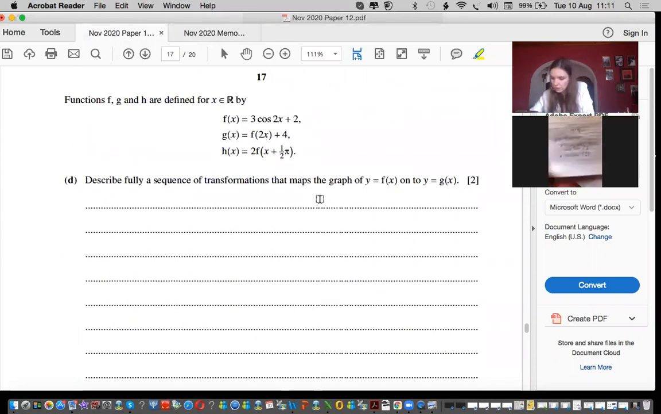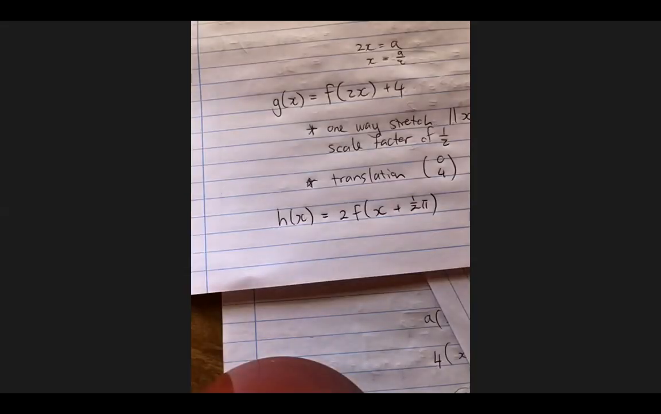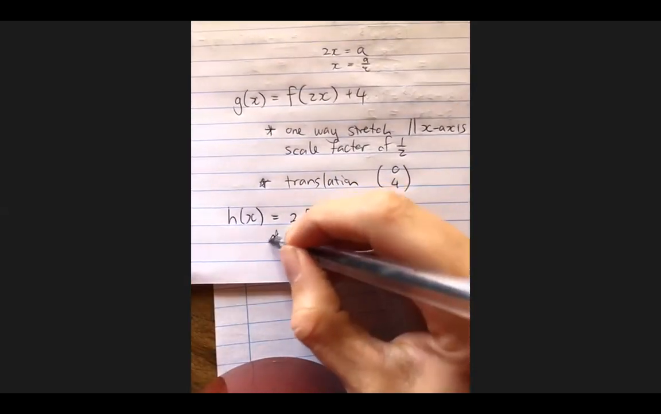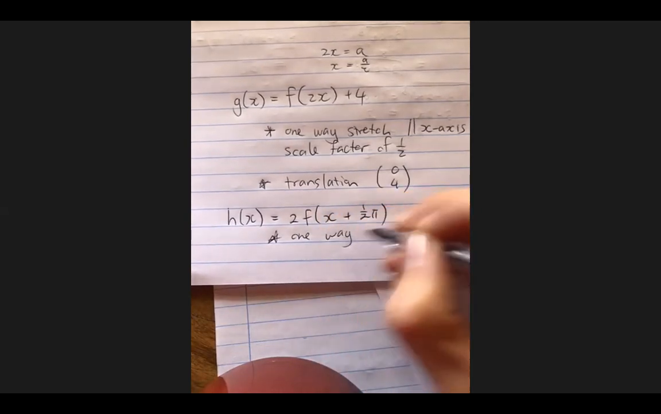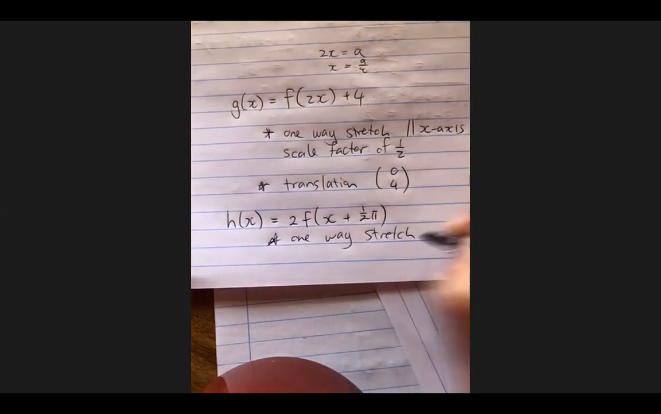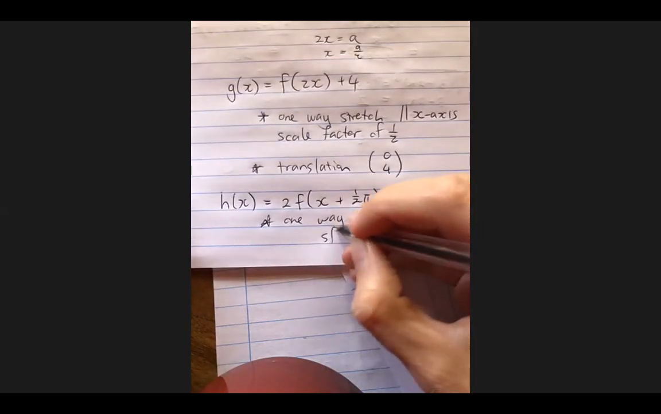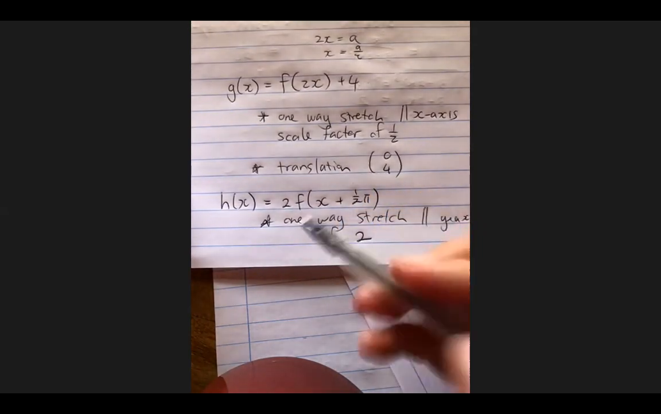Also, they want in the next one to explain to you what happened from f to h. Now, I'm just going to write down what h was. I don't even worry what f of x was. I just write down what has happened to my f. This is exactly what I was just speaking about. If there's a 2 in front, guys, I've already said this. I hope you don't have short-term memory loss. You go one-way stretch, and then please say parallel y-axis, and then scale factor 2 for this one.